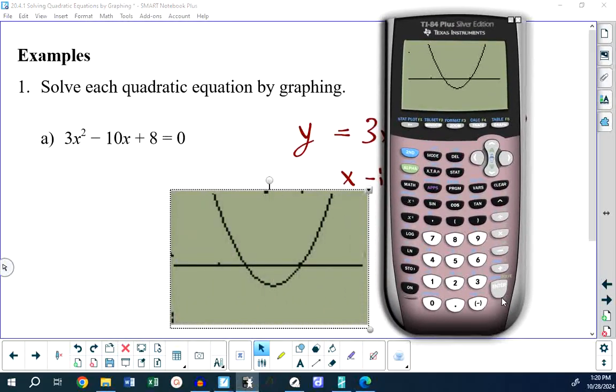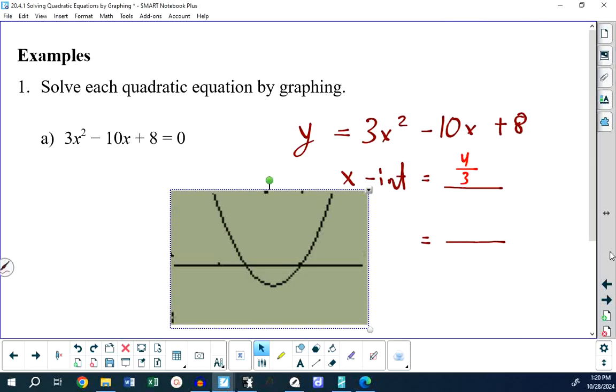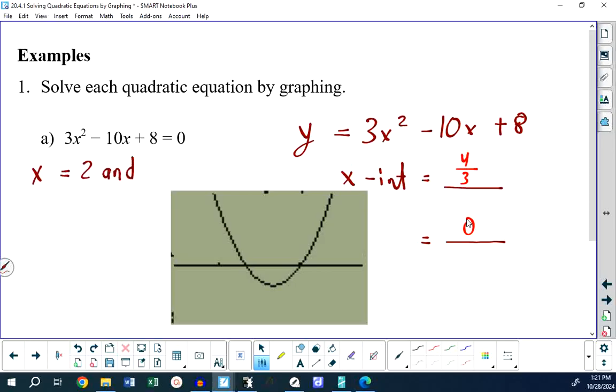Here's a way you can confirm it. I have no doubt that everybody can go back and go 0 and go left, right, and get it. But I think it's 2. Would you agree it looks like it's at 2? So we could go to our table and make sure that it's on independent being asked, just like we did with sequences and series, and go to my table. By the way, 4 divided by 3, yep, makes it 0. 2 makes it 0. So the two solutions to the equation are x is equal to 2 and 4/3.